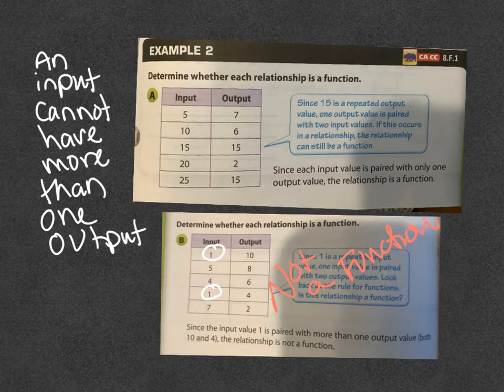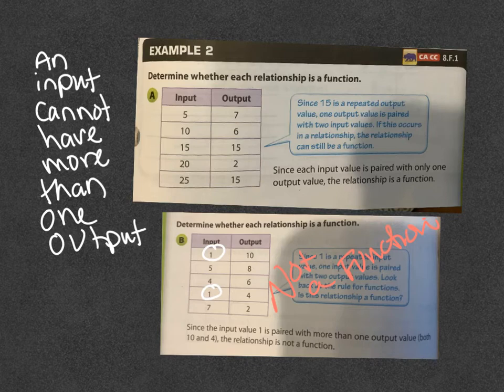So that's all you have to do to determine if from a table information is a function or not. Check your inputs. If there's repeated ones, then check and see if they have the same output. If this one had said 10, then I was in good shape still because that input still had the same output, but that is not what it had there. It had 4. It can't have a different output than it did before because we're running it through the same rule, the same calculation.